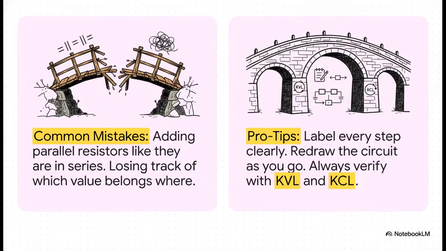So let's just bring this all home. On one side, you have the common mistakes, things like adding parallel resistors like they're in series, or just losing track of which value belongs to which part of the circuit. That's the path to getting it wrong. But on the other side, you've got the pro tips for success, and they're really just simple habits. Label every single step clearly. Redraw the circuit as you simplify it. And always verify your answer with KVL and KCL.